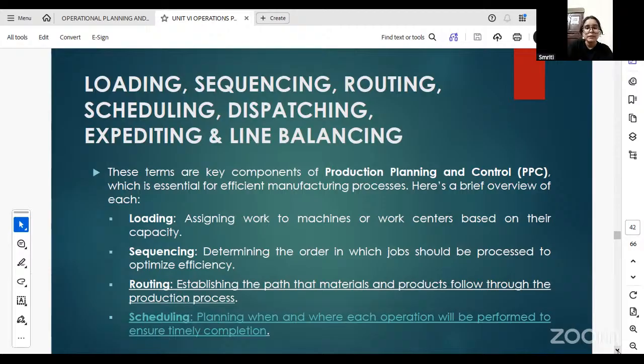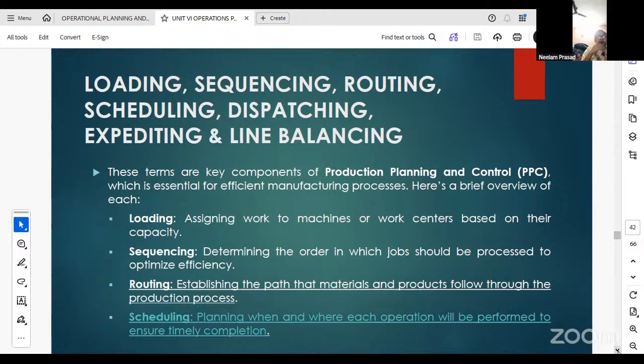Sequencing: determining the order in which jobs should be processed to optimize efficiency. Routing: establishing the path that materials and products follow through the production process. Scheduling: planning when and where each operation will be performed to ensure timely completion.